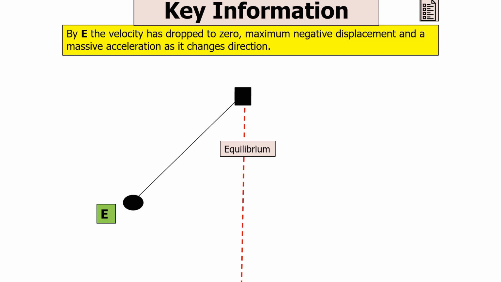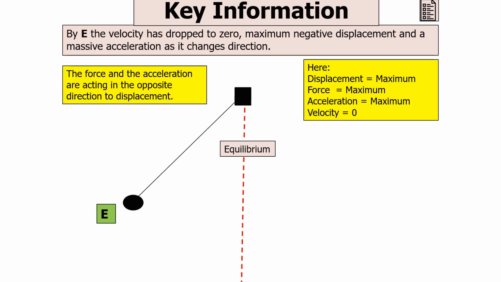By E, the velocity again has dropped to 0, it's at its maximum negative displacement, and it has a massive acceleration as it changes direction. Once again, the force and acceleration are acting in opposite directions to the displacement. So our displacement is a maximum, our force is a maximum, our acceleration is a maximum, and our velocity is equal to 0.